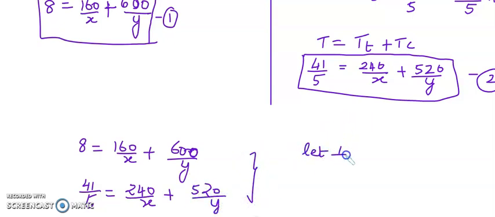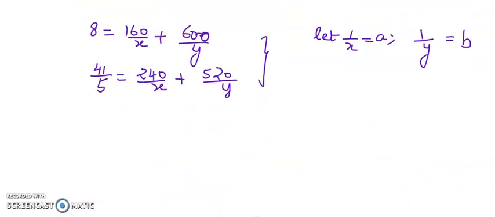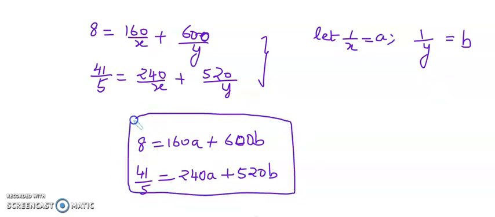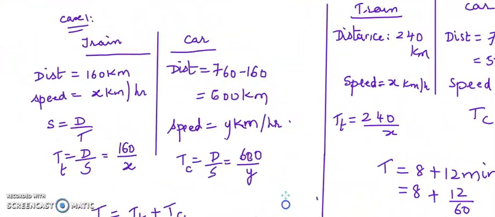So what is the step here? You'll say let 1 upon x equal a and 1 upon y equal b, right? Then you will substitute that. So automatically your equation will change as 8 is equal to 160a plus 600b, and 41 by 5 is equal to 240a plus 520b. And then you have to solve these two equations. Am I clear? Please use the elimination method to solve it. Or substitution.